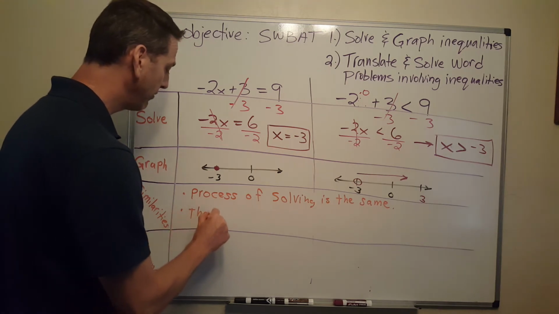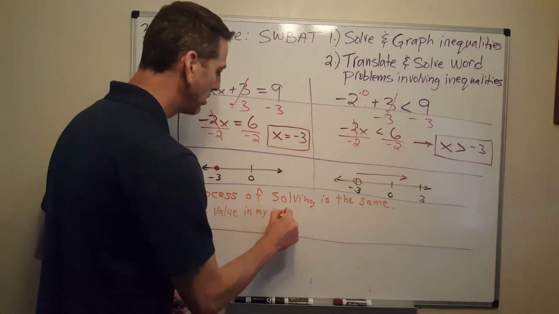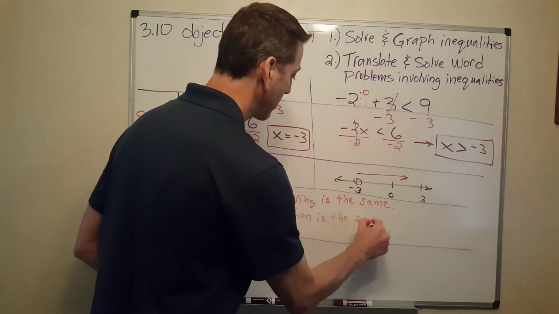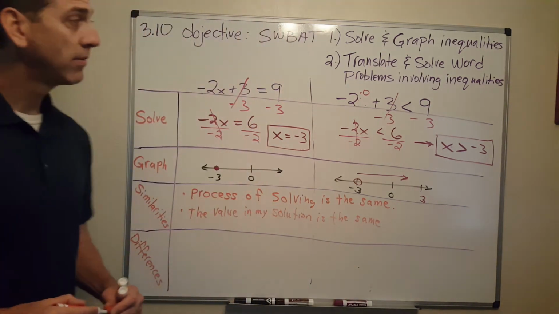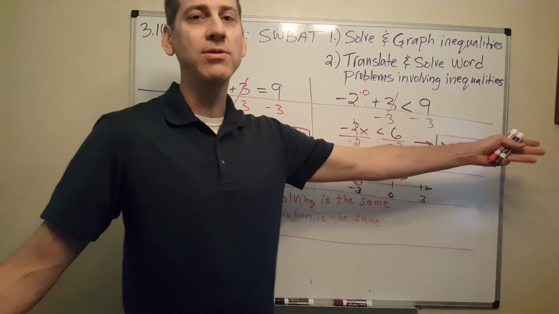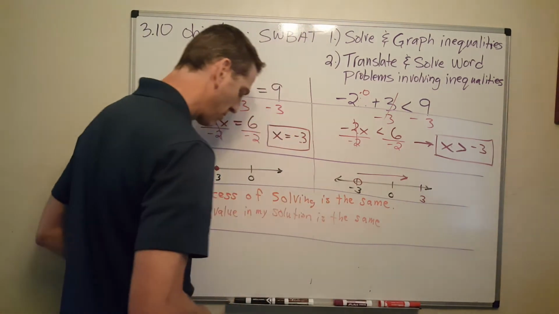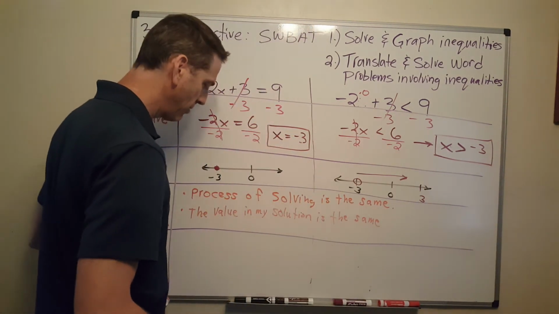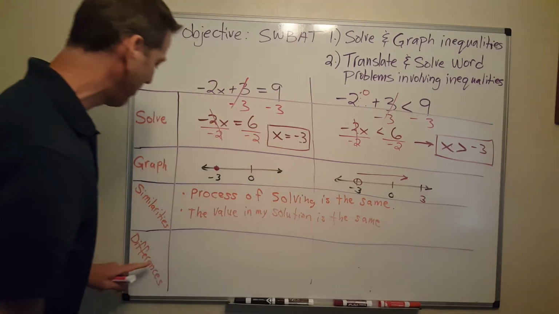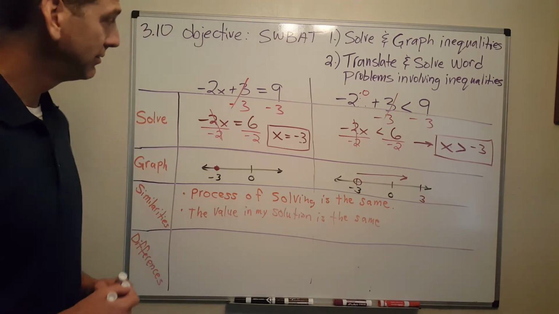Another similarity is the value in my solution is the same. Here I had a -3, and there I had a -3. The reason the value is the same is because the process was the same. That's about it for similarities. Now let's talk about some important differences. There are a lot of differences.